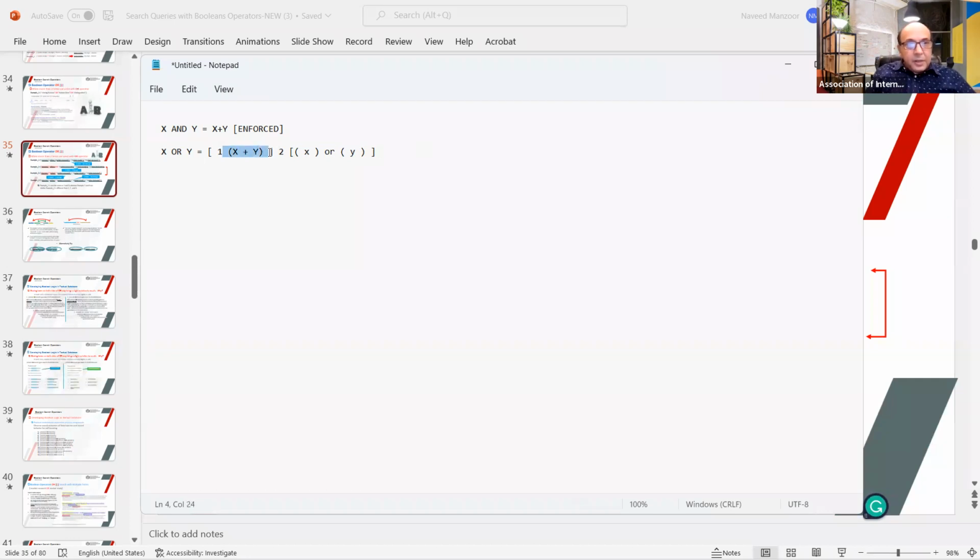Let me explain the first action. X plus Y means that it is an assumed AND, but it is not enforced. This is the difference. It is not mandatory. It is a matter of ease of finding it or finding it quickly, but it is not enforced.